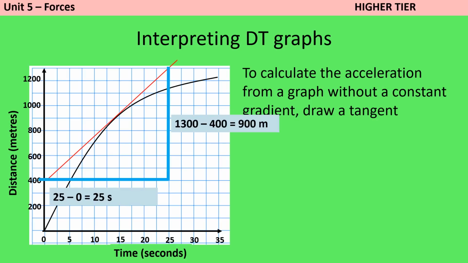Even if I've forgotten how to calculate gradient and I've forgotten change in y over change in x from maths, I know that my units for speed are metres per second, so metres divided by seconds. So that tells me which way round my calculation needs to be. Metres divided by seconds gives me 36 metres per second.